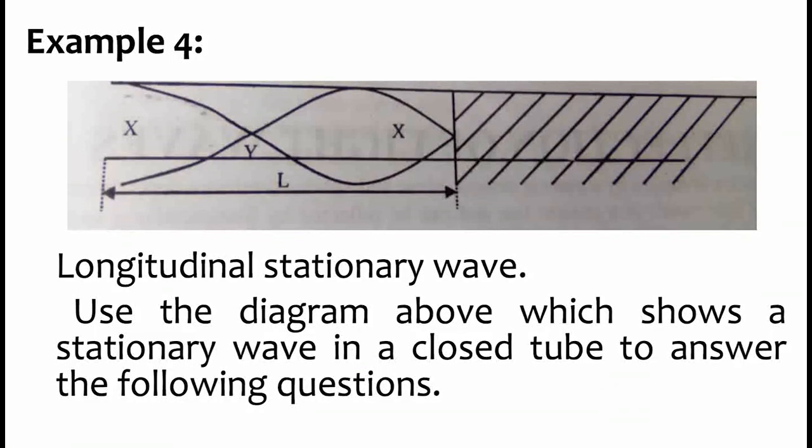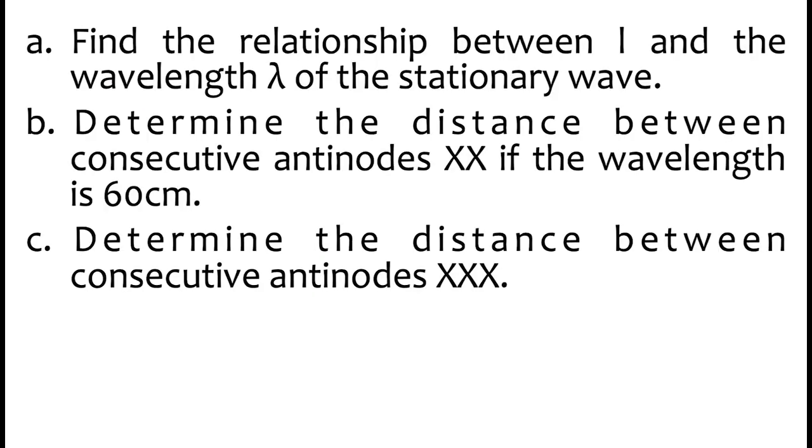We are to use the diagram above, which shows a stationary wave in a closed tube, to answer the following questions. A. Find the relationship between L, the length of the tube, and the wavelength lambda of the stationary wave. B. Determine the distance between consecutive antinodes, XX, if the wavelength is 60 centimeters. C. Determine the distance between three consecutive antinodes, XXX.